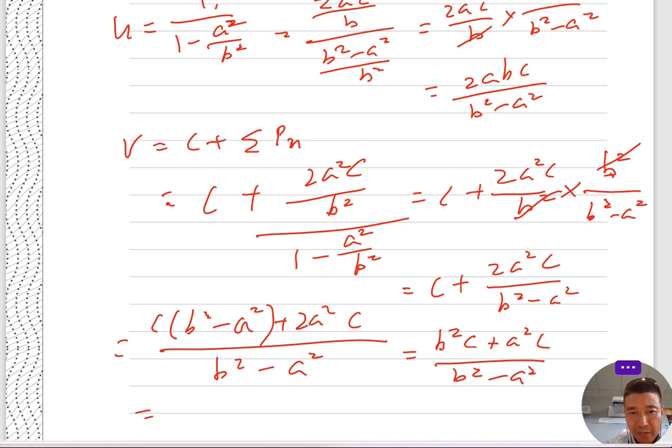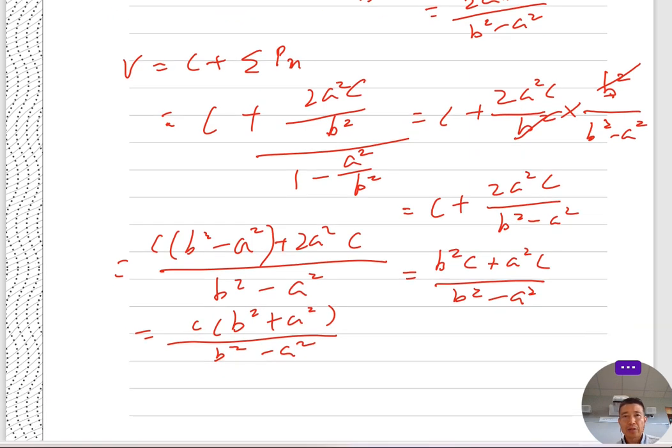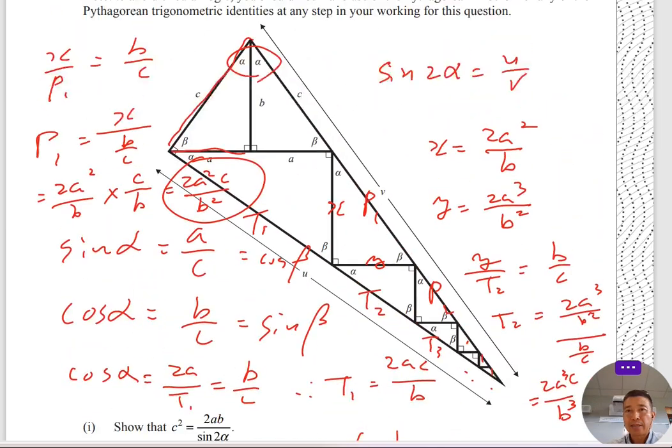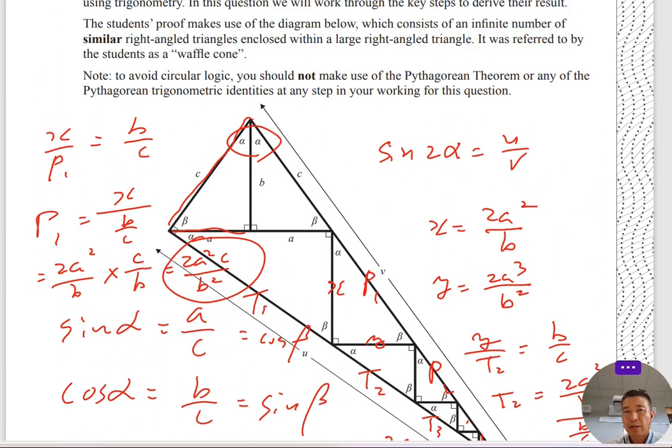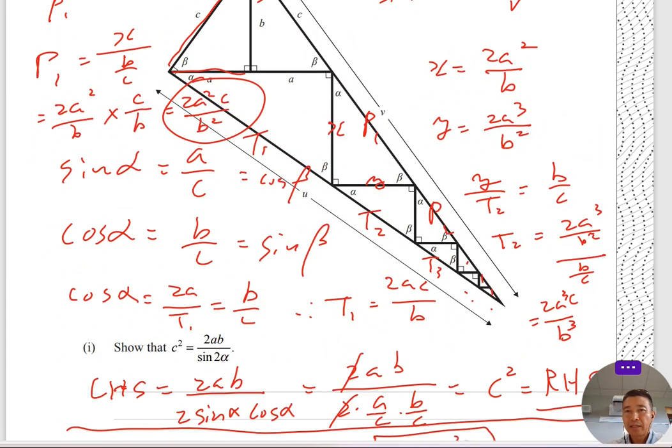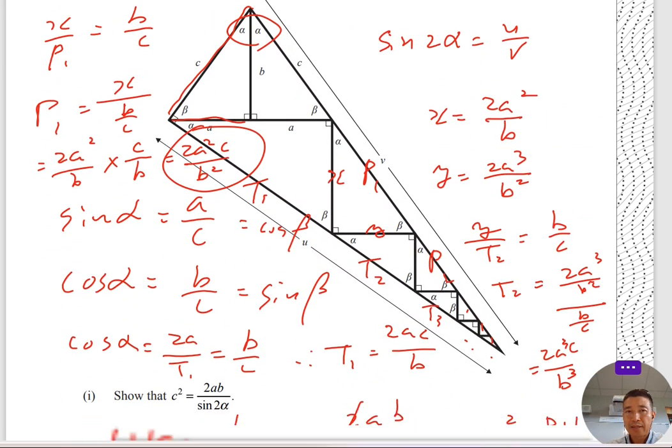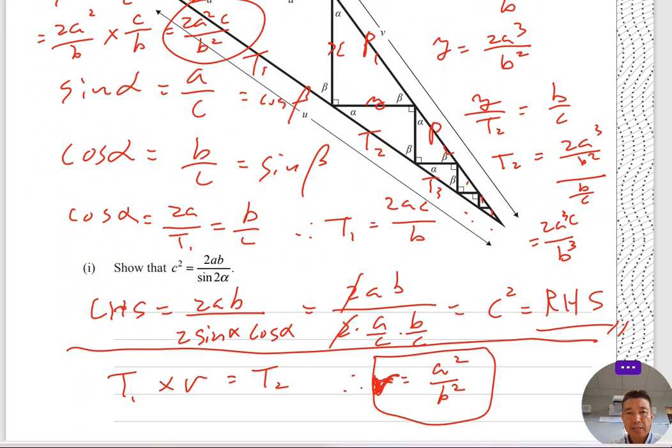So do you see, if I factorize by C, now I get B squared plus A squared. We are doing something here, eh? Hooray. So you see B squared plus A squared. We are getting there. So that is V. Do you remember at the beginning I said our aim is U over V to find the sine 2 alpha and then combine with this equation.